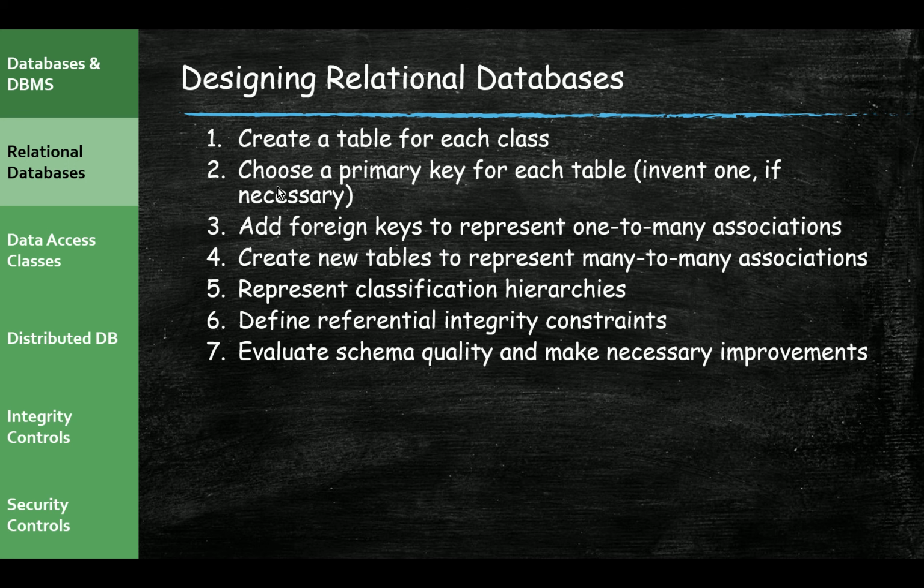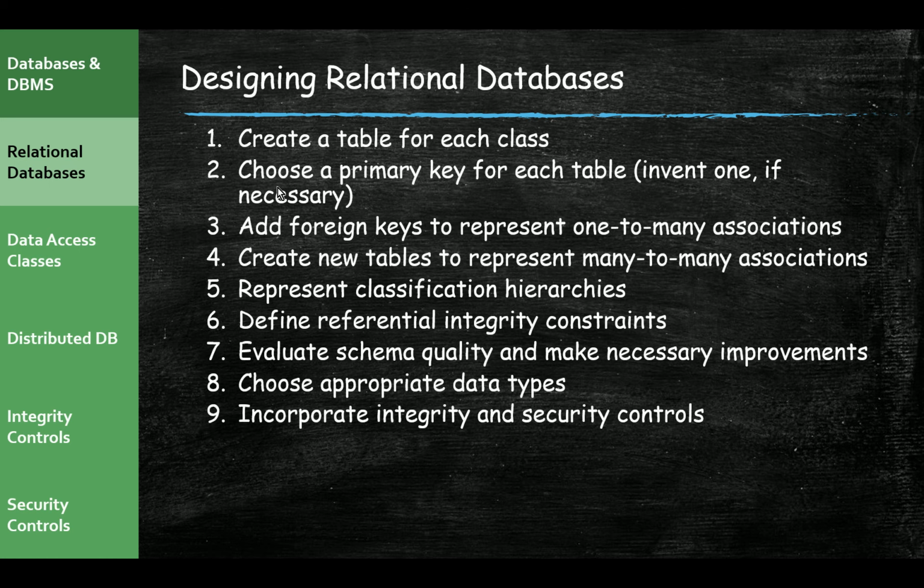And then you're going to evaluate the schema quality and make necessary improvements. That would be things like normalization, which we'll talk about a little bit. And to choose appropriate data types based on that class diagram. So for the different attributes in that class diagram, you'll have to figure out: is it an nvarchar, a varchar, an integer, a double, a decimal, a blob? What type of field is it in the database? And different database engines have different field types that are appropriate for different things.